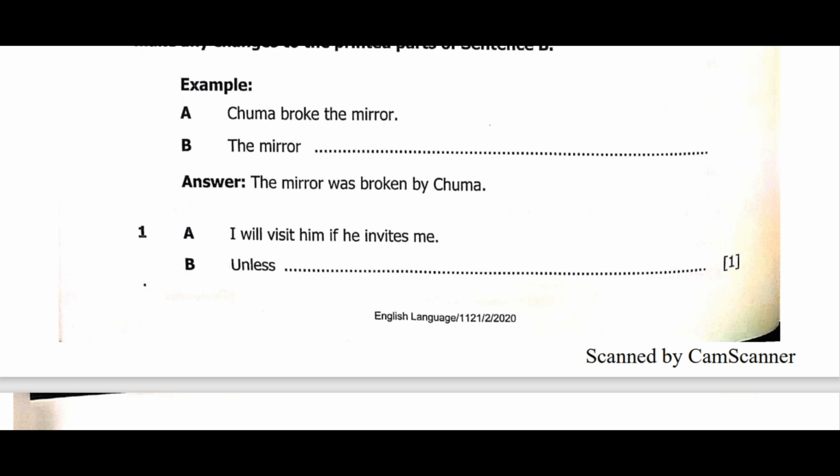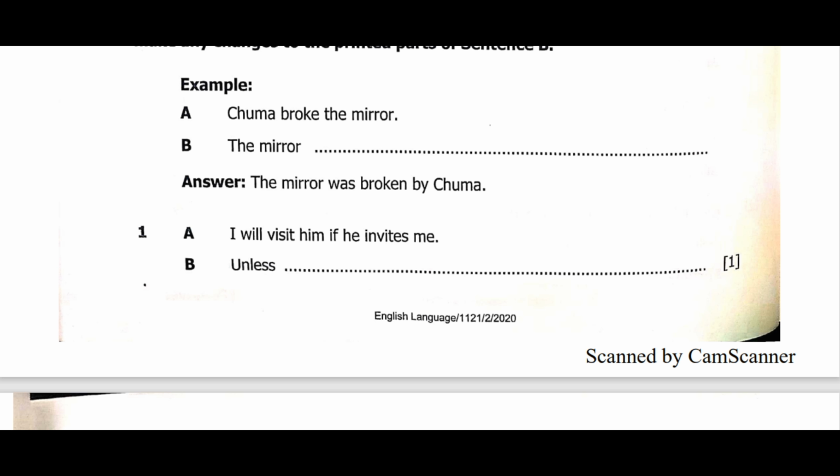Chuma broke the mirror. B, the mirror was broken by Chuma. Then let's look at our A. First one, I will visit him if he invites me. So whenever we have this, we are looking at the rewrite that has the condition. So there is a condition that must be met for this action to take place. So for this person to visit him, first he must be invited. Now we have been given begin with unless.